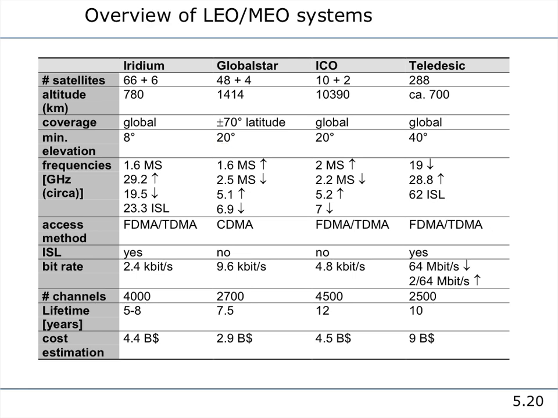Is it 8 degrees from 90 or 8 degrees? No, 8 degrees means this is the angle between the beam from the satellite to Earth and the horizon. Okay? Not from the 90. No, not from the 90.